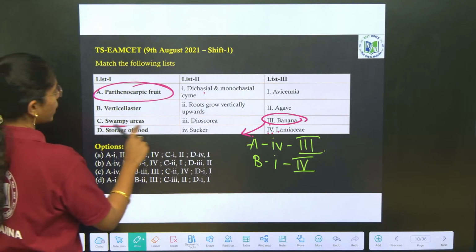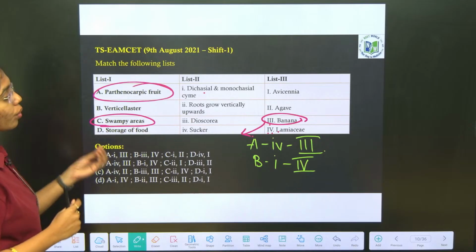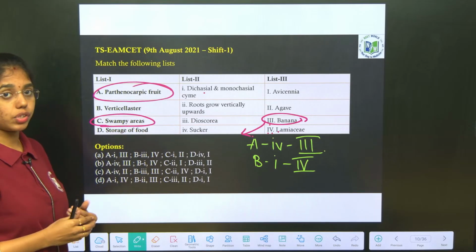Next, in swampy areas, root grows upwards. Just now we have seen about breathing roots.